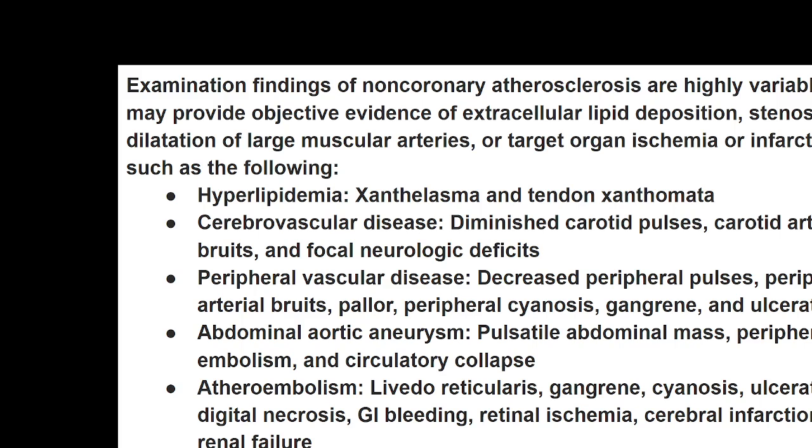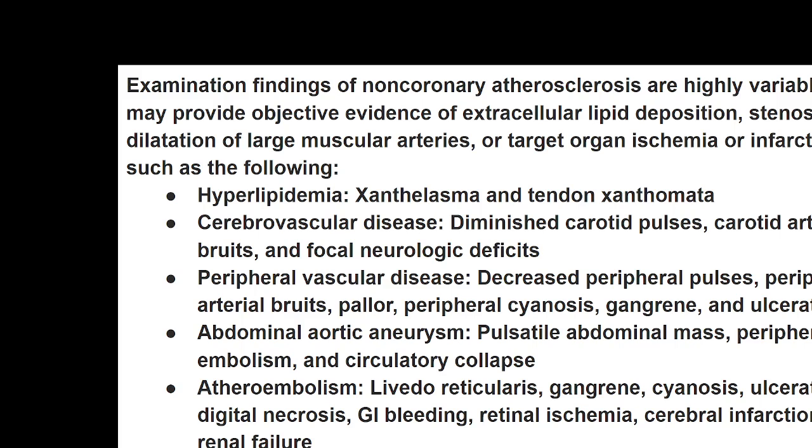In cerebrovascular disease, the carotid pulses may be reduced, or the carotid artery may show a bruit, murmur-like sounds could be heard, or neurological deficit could occur. In peripheral vascular disorders, there are decreased peripheral pulses, peripheral arterial bruits, and clinical signs like cyanosis or gangrene can occur. In aortic aneurysm, a pulsatile abdominal mass and/or peripheral embolism could occur.